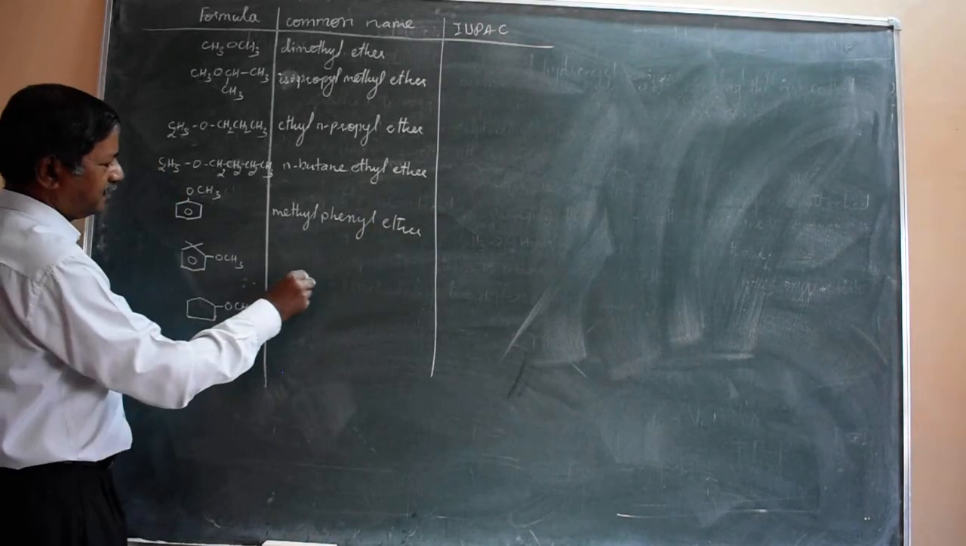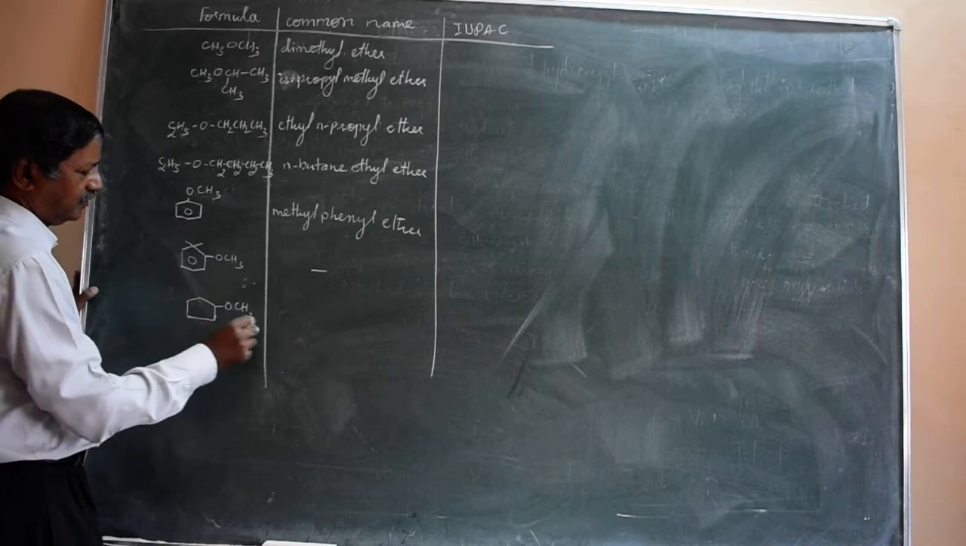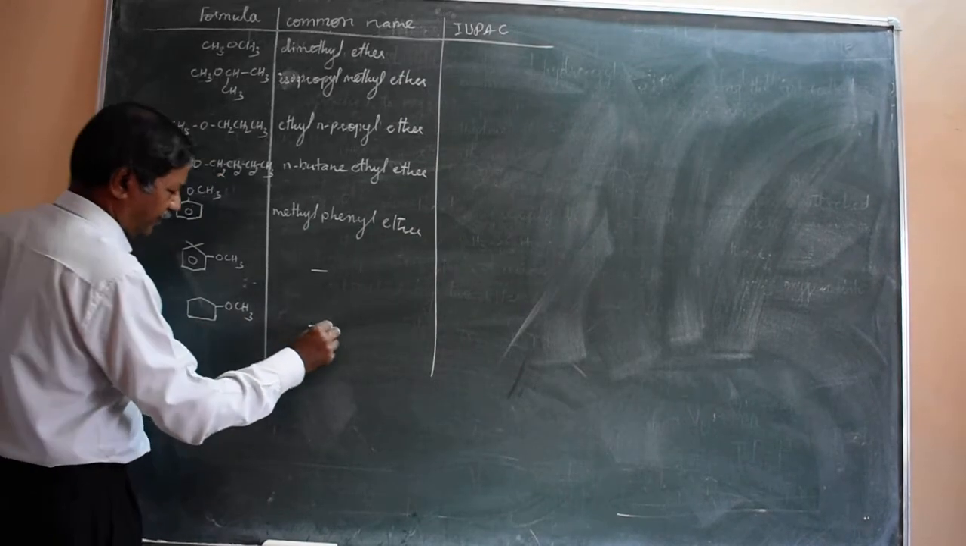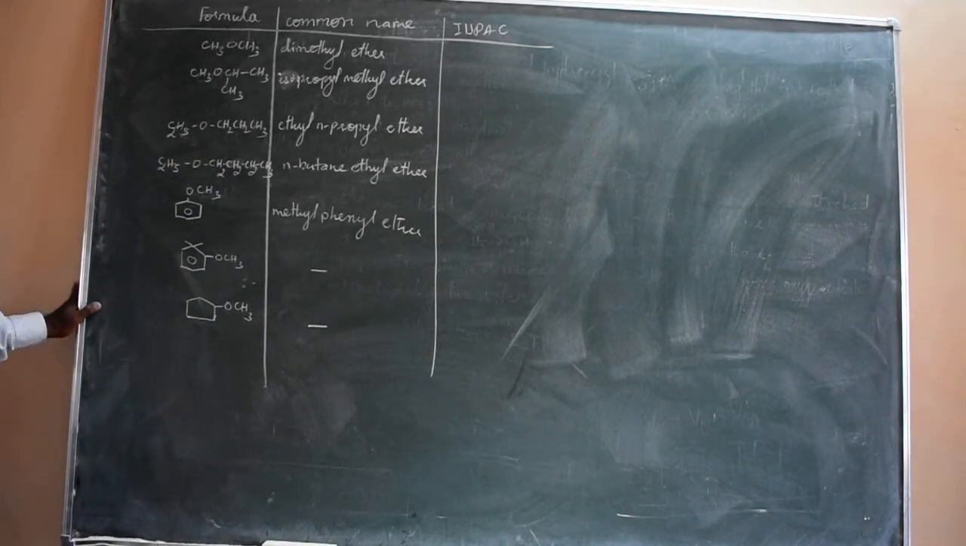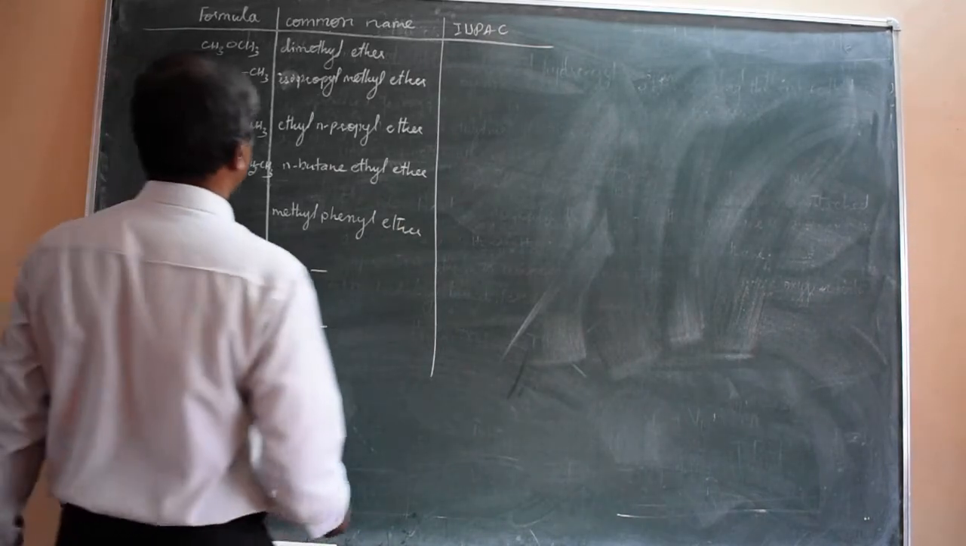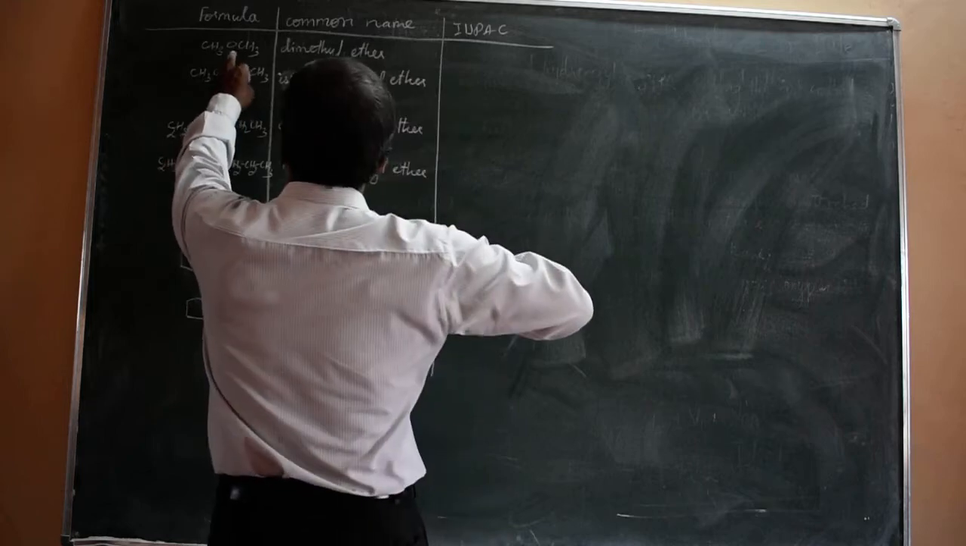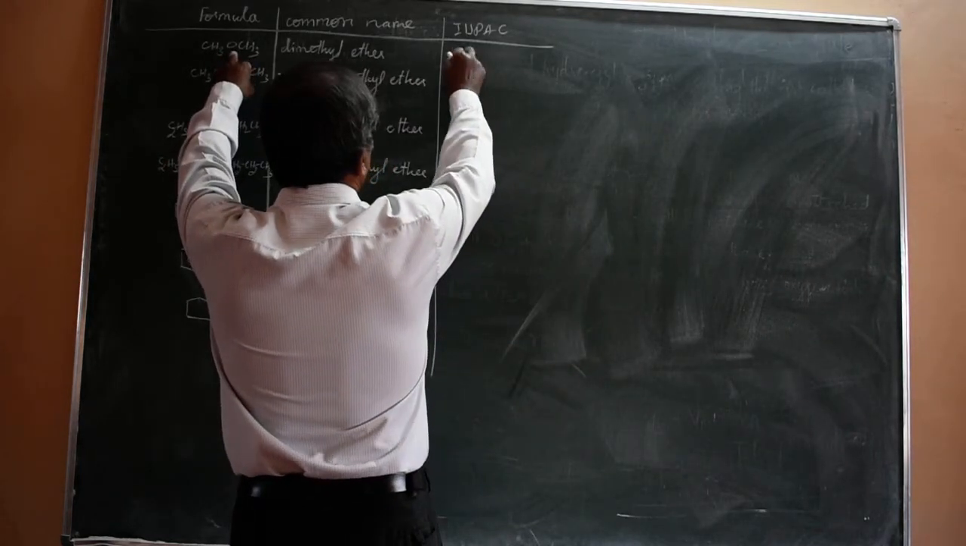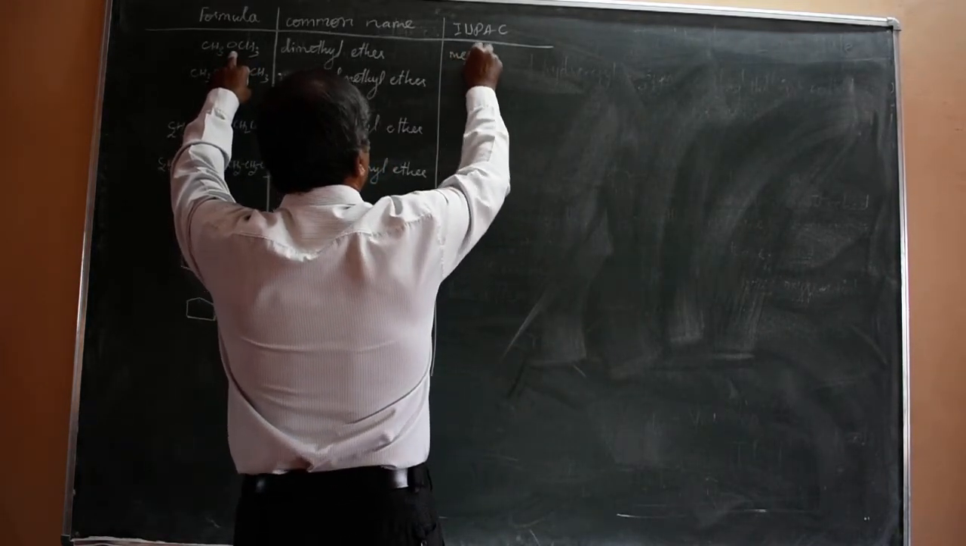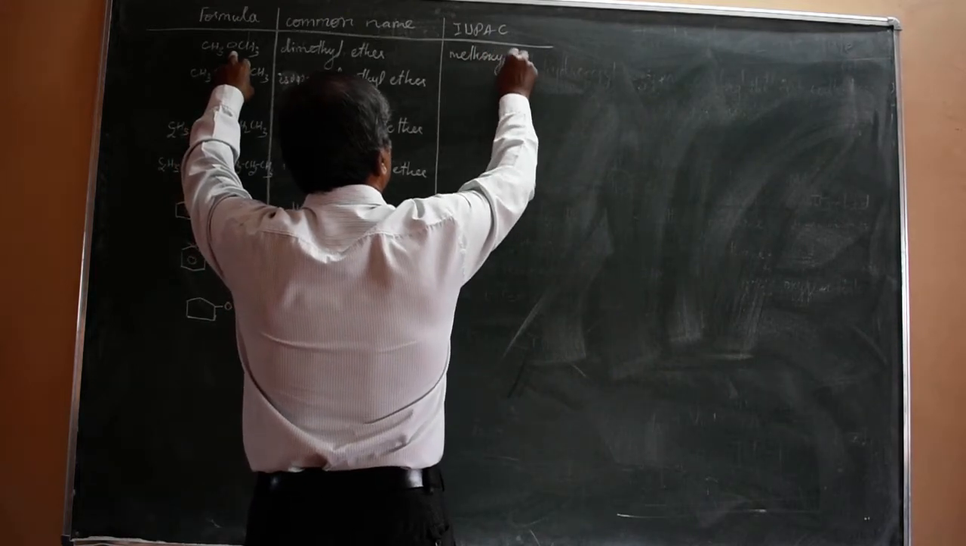There is no IUPAC name for this, and there also we don't have a common name for this. Now IUPAC: in the IUPAC system, first you have to name the smaller group as alkoxy. Well, both are identical, and already given this one, so it is methoxy methane.